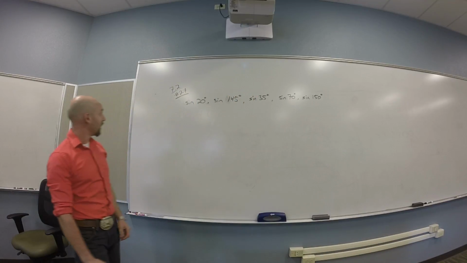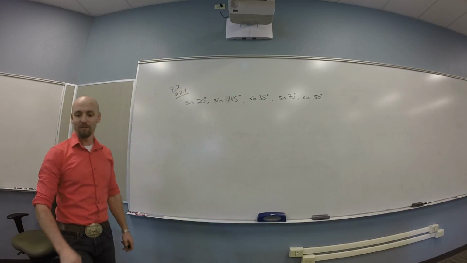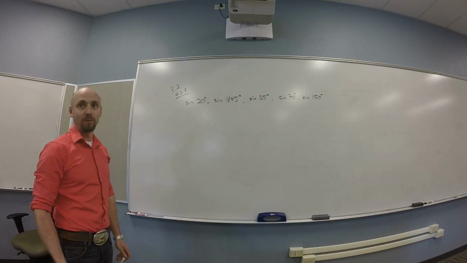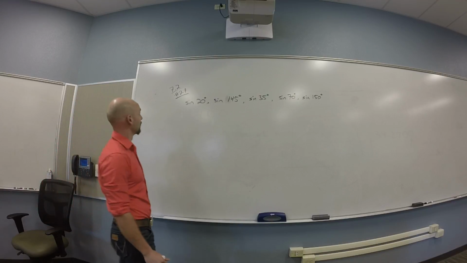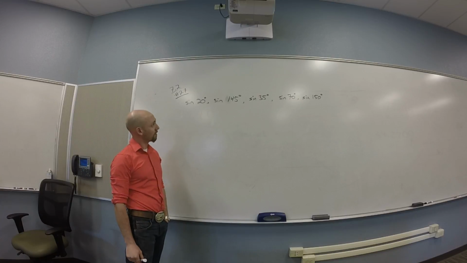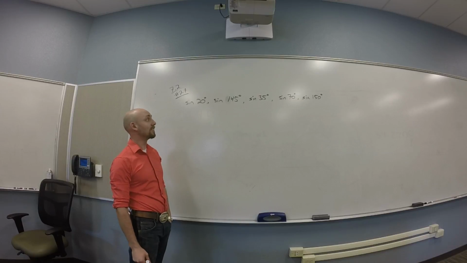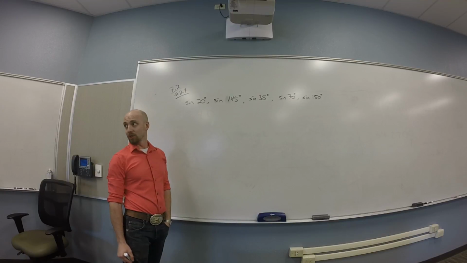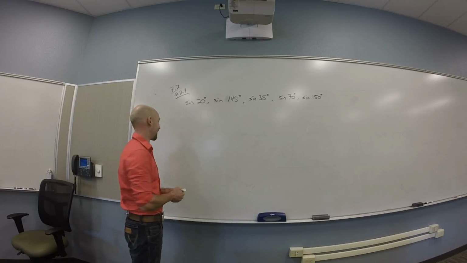All right, let's try number 27 out of 7.2. So we would like to rank from smallest to largest sine of 20 degrees, sine of 145 degrees, sine of 35 degrees, sine of 70 degrees, and sine of 150 degrees. Whoa. So how do you start? Reference angles. Yeah. Oh, cool.